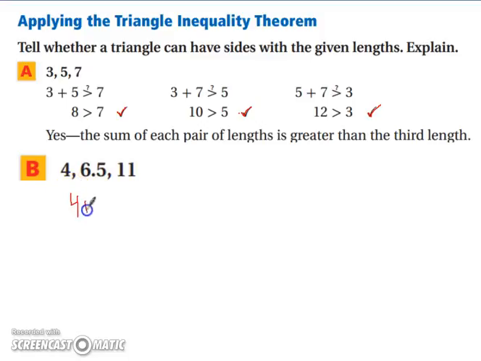Alright, well if we add 4 plus 6.5, we need this to be greater than 11. Well, that gives you 10.5, which is not greater than 11, so therefore, no, it's not a triangle. It only has to fail once. Just because the other two sides might make a triangle when you add them together, like 6.5 and 11 is bigger than 4, and 4 and 11 is bigger than 6.5, if it doesn't work one time out of the 3, it means it's not a triangle.